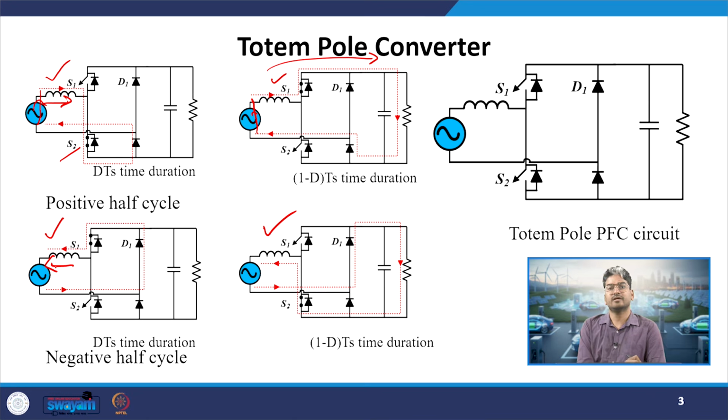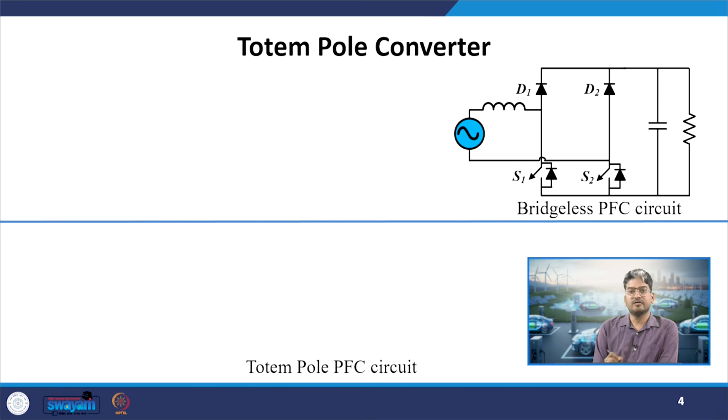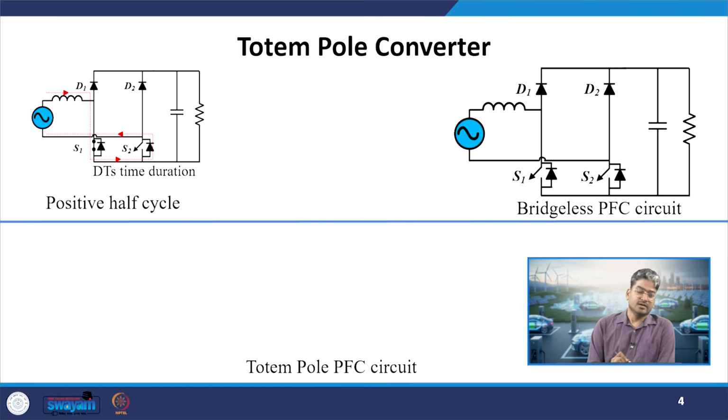That is the main advantage, because of which we get the smaller size of inductor in this type of converter. Then let us understand what was the issue with our bridgeless PFC, why we said that the diodes were operated at high frequency.